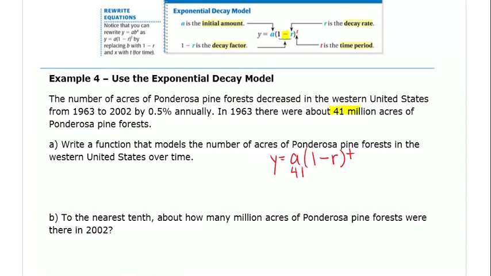It's decreasing at a rate of 0.5% annually. 0.5%. If I moved the decimal over twice, it'd be 1 minus 0.005. It's going to be raised to the power of t. And if I simplify this stuff right here, it's going to be y equals 41 times 0.995 to the power of t. And that's my function.